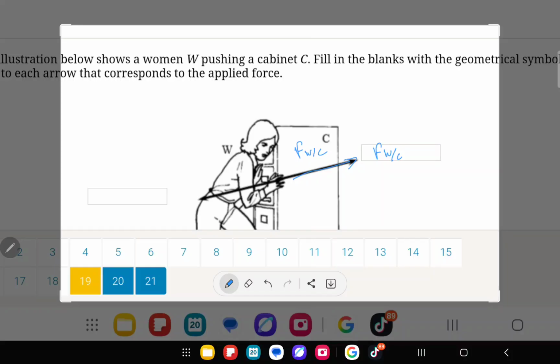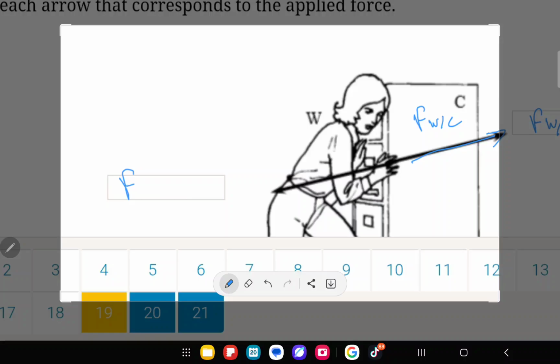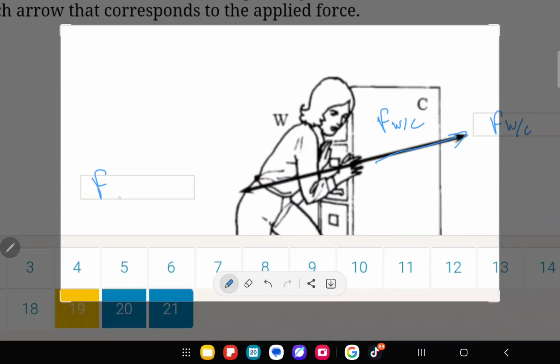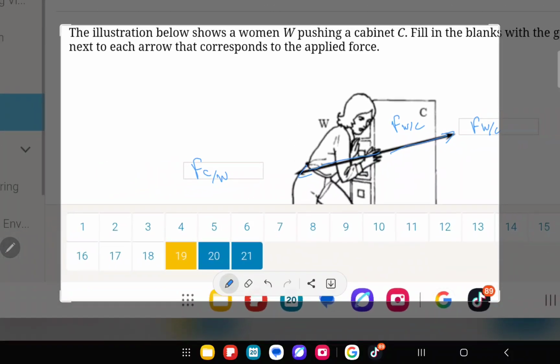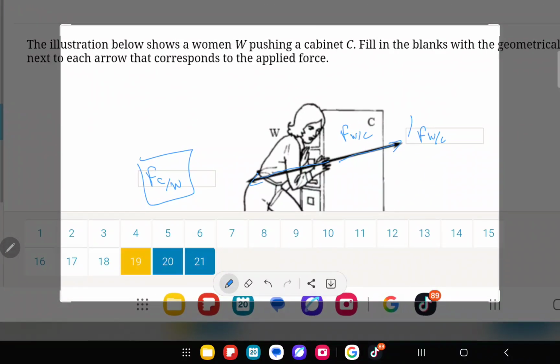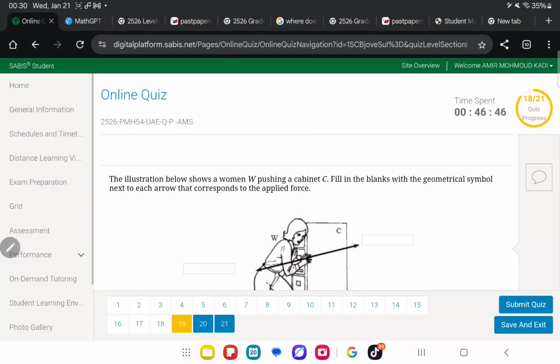And in Newton's third law, it states that the reaction is opposite but equal in magnitude. So we still write F, but instead of woman on cabinet, now it's cabinet on woman, because you see, equal in magnitude. So this is how we should write it here. You can also write it like this. I'm pretty sure, but this is my favorite.